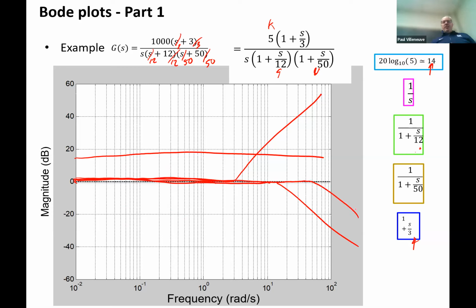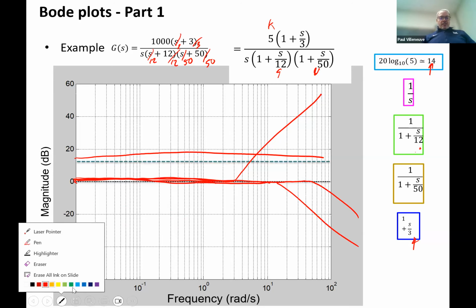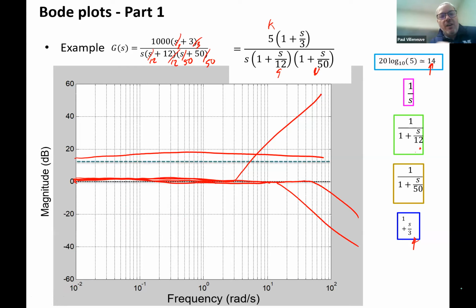So then we add these all together. So let's see if I can change the color. Let's change it to green. So I'm going to go like this. I'm going to be flat, flat, flat, flat, flat, flat, flat until I hit here. Then I'm going to go up at 20 dB per decade until my next pole comes into play. Then it's going to flatten out because I have one going up at 20 and the other one going down at 20, so they cancel each other. And then I'm going to continue until I hit 50. And then I'm going to start going down.